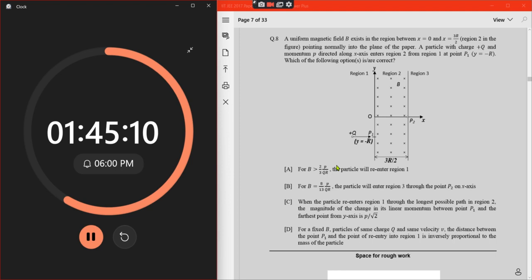What else is there? For B equal to this thing, the particle will enter the region 3 through a point p2 on the x-axis. Through the point p2 on the x-axis. Which point? Okay. So for this certain B, right? Why did they take 3 upon 2 r particularly? I don't know. Will enter. Okay, so just that circle goes through these 2 points, right? Which 2 points?